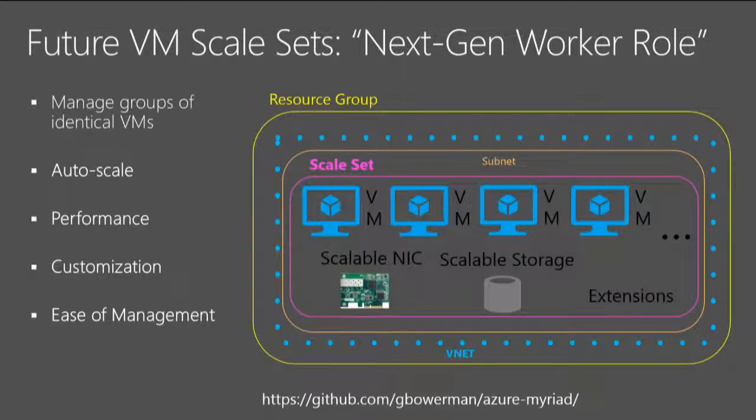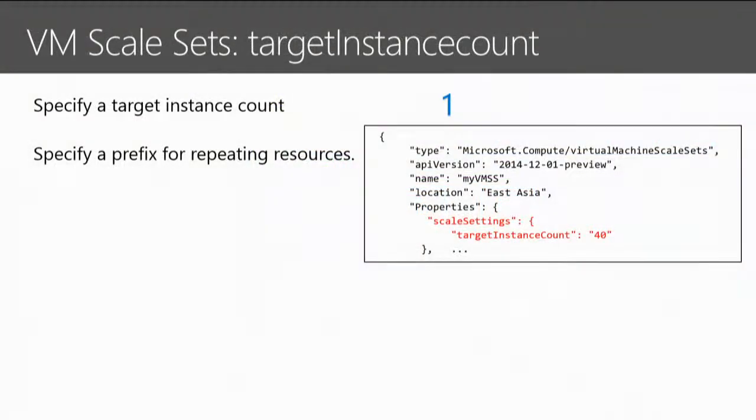That's where I've actually put a few. You can see a few example templates here, Azure Myriad, and it'll give you an idea, but the syntax is not finalized. We haven't done all of the work on scalable storage, scalable NICs yet. There's more to come, but I'll show you a bit what it looks like. So you specify a target instance count. In this case, I'm saying, okay, I want 40 instances, so I just put 40 in. I have this resource type virtual machine scale sets, and I put 40 instances.